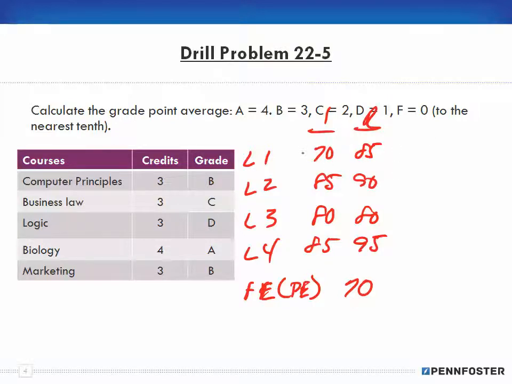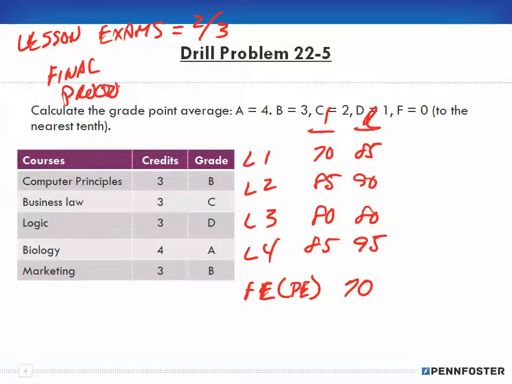So for multiple choice lesson exams, we all know that we take the exam and we're able to retake the exam to be able to get a higher grade. So the lesson exams are equal to 2/3 of your grade, and the final exam or proctor exam is equal to 1/3. Okay, so 2/3 and 1/3 make 3/3.